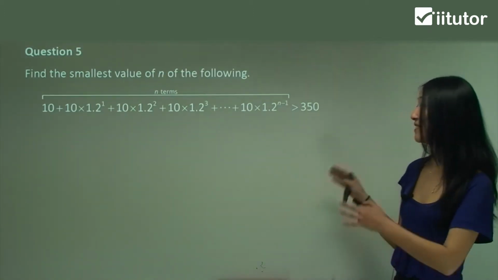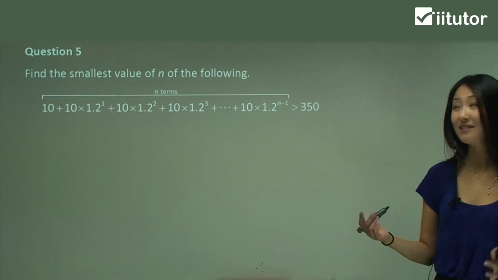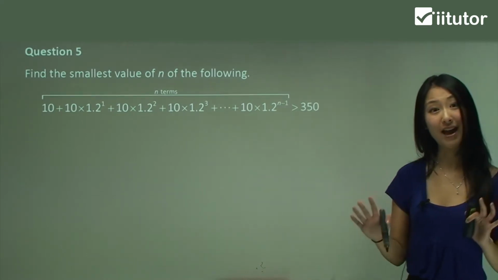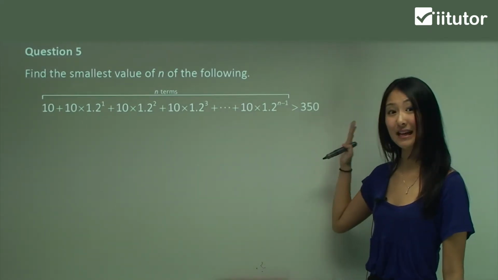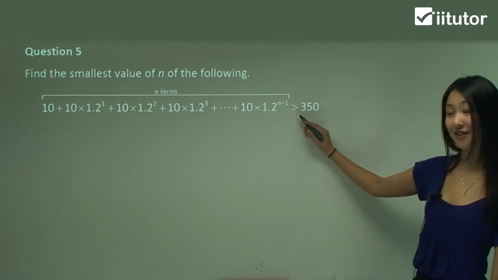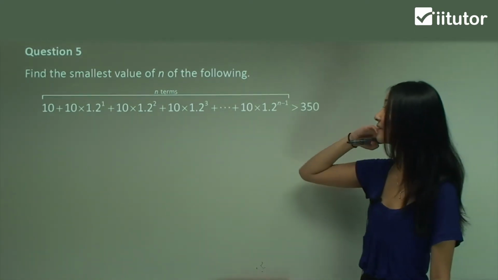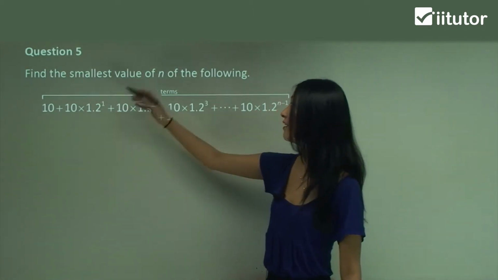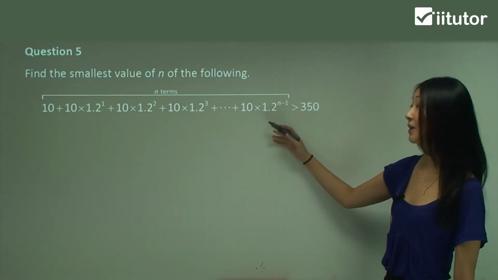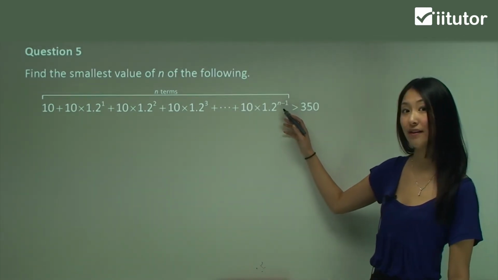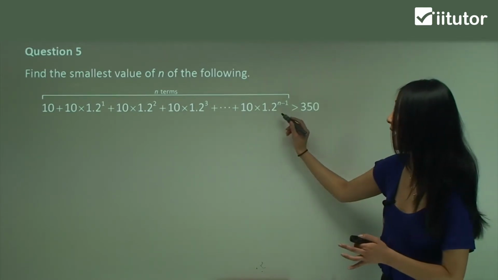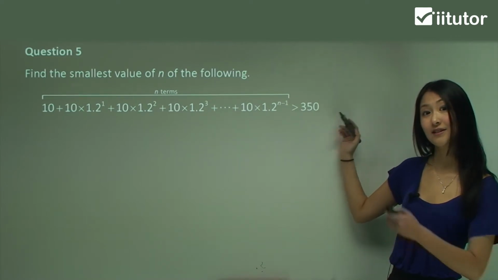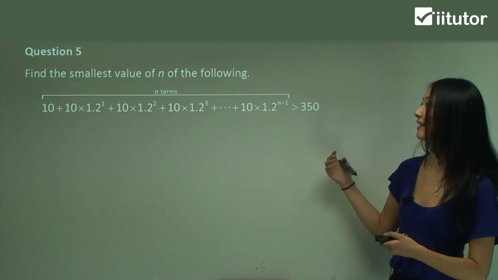All right, now we're going to be working with a slightly different question here. So in question 5, we want to find the smallest value of n that satisfies this inequality here. So you can see we have a greater than, so we're going to be working with the inequality. We have 10 plus 10 times 1.2 to the power of 1, 2, 3, and so on, until 1.2 to the power of n minus 1. And we want to find the smallest value of n for when this series is greater than 350. So that's essentially what we're saying with this inequality.